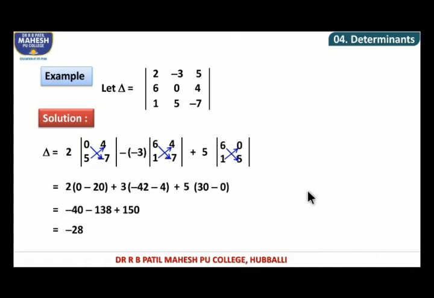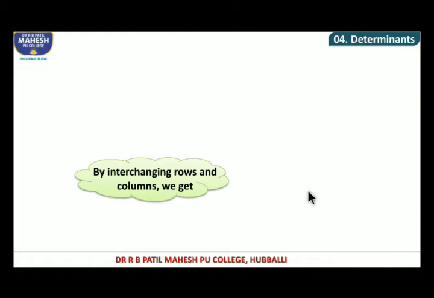Similarly, here we can find the value of the determinant after interchanging rows and columns. Here we have to interchange the rows and columns, and we get the transpose of that determinant. After that, we can find the value of that determinant also. Then we will verify property 1, whether they are equal or not.